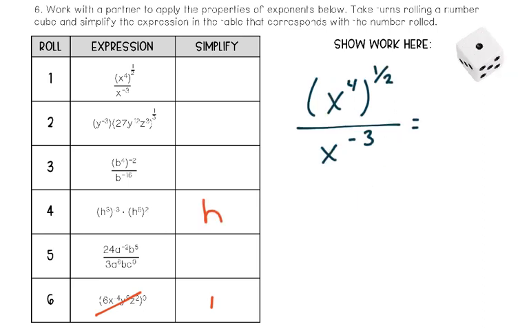All right, I rolled a 1, so you can watch me do this, or you can do it along with me and try to follow my moves. So the first thing I'm going to do is apply the power rule. Power to a power means I multiply the exponents. Half of 4 is 2.